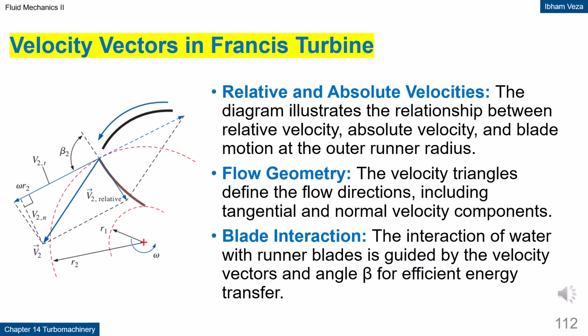From this, the exchange of energy and momentum between the fluid and the runner can be analyzed. The blade angle beta strongly determines the flow direction and the amount of energy transfer. This approach is the basis of reaction turbine performance analysis.